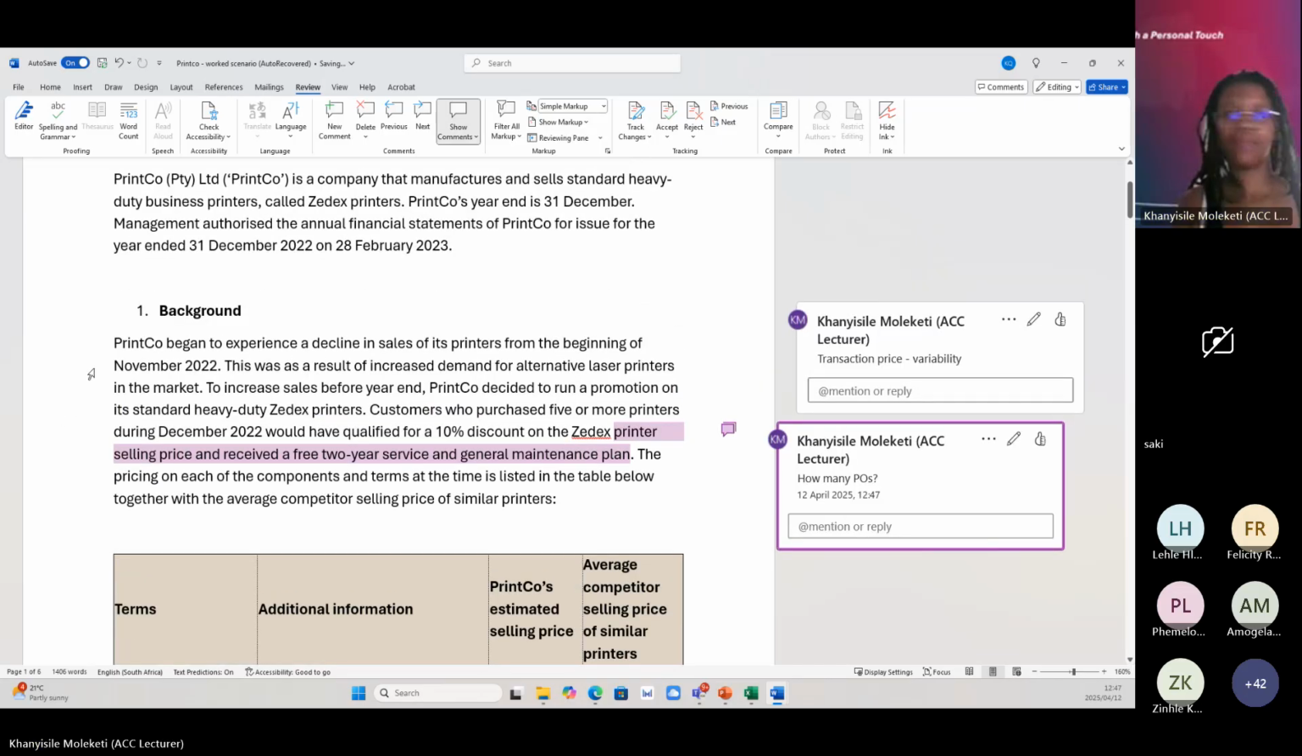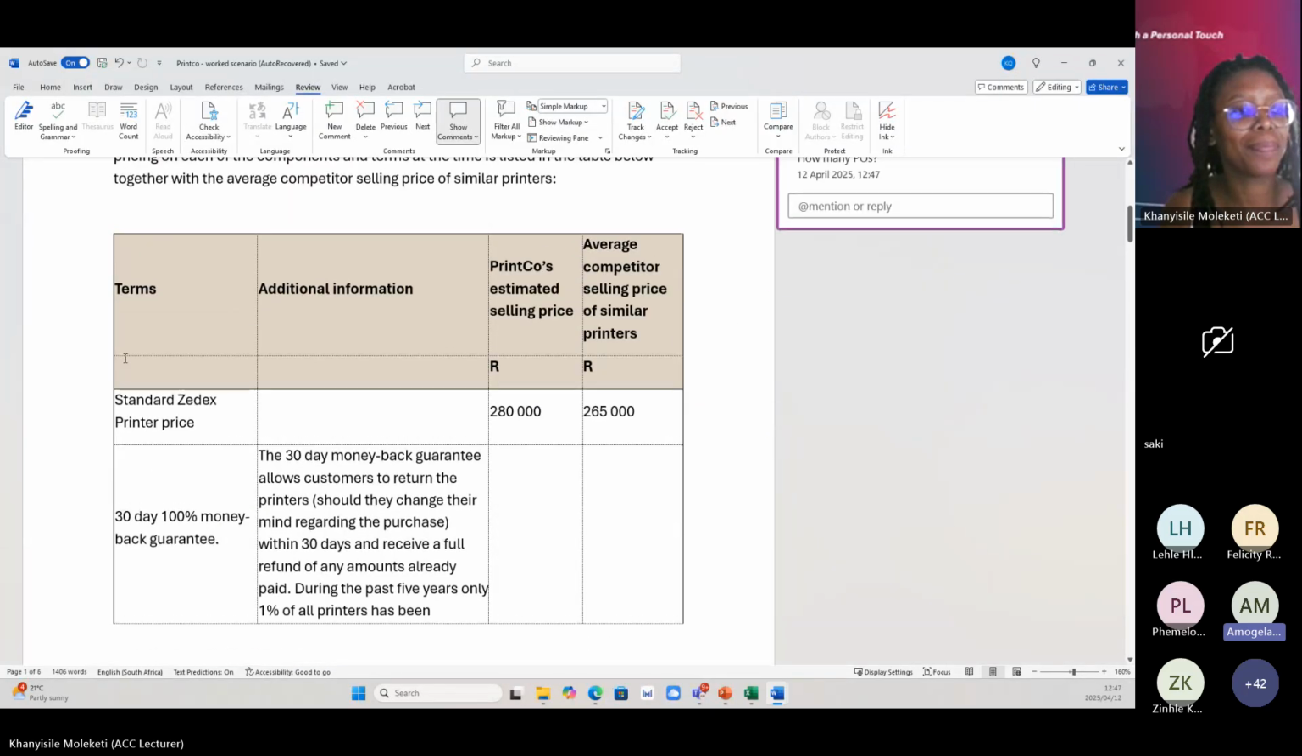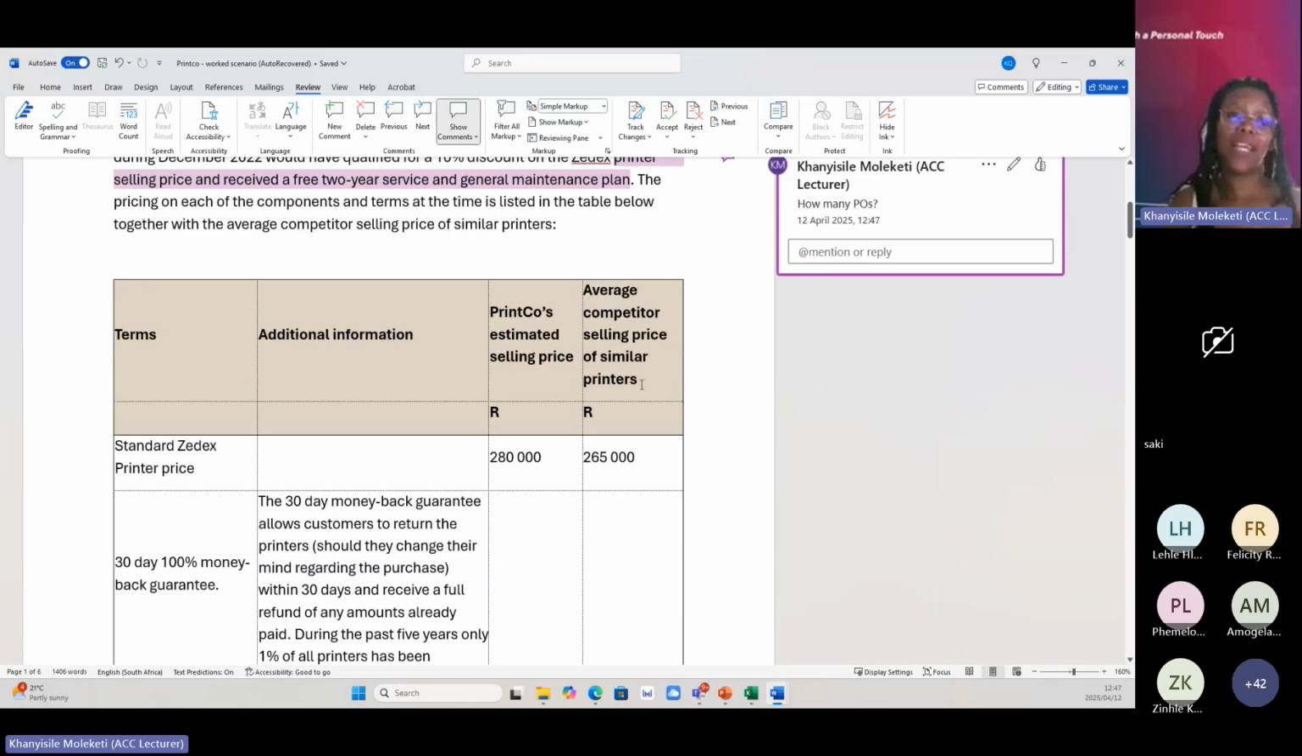Anything else? I think it's also talking to the next table where it says that there's an average competitor selling price of similar printers. I think it can help us with the methods of allocating the transaction price. Correct, right? So when you look at this table, they've given us Printco's estimated selling price and also given us the competitor selling price.